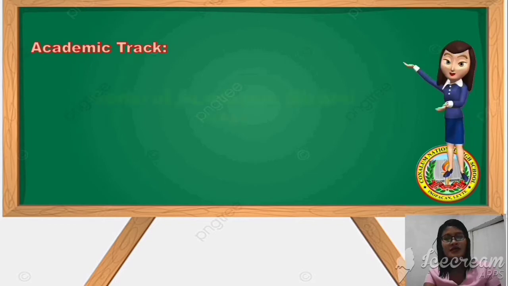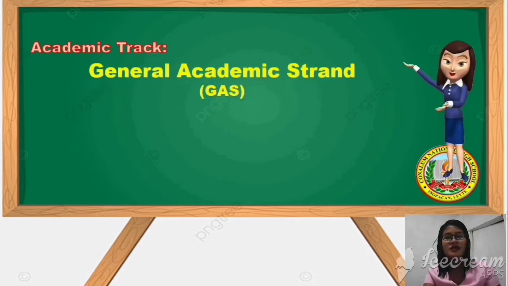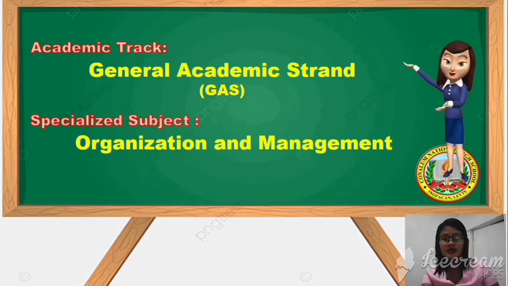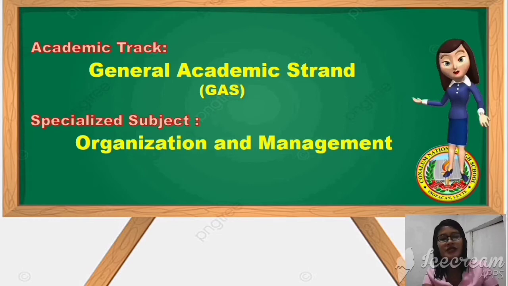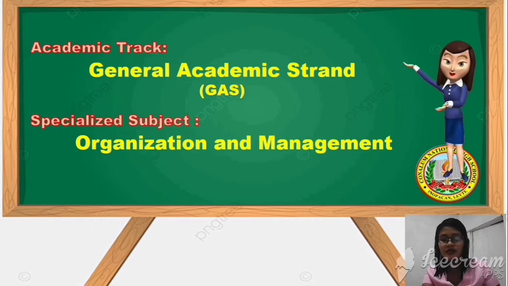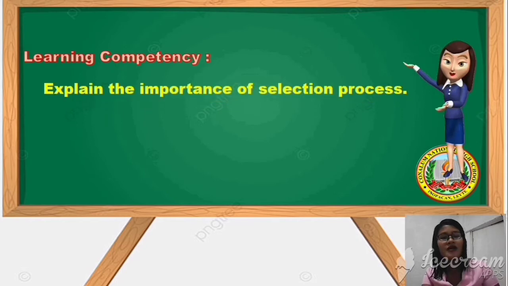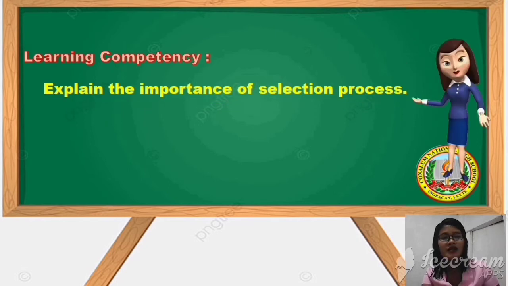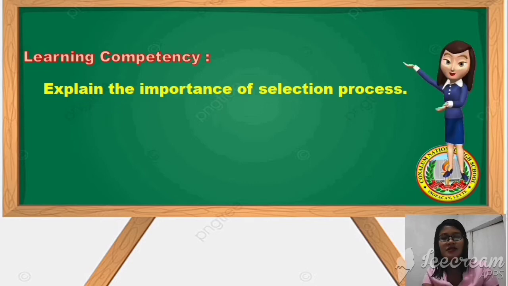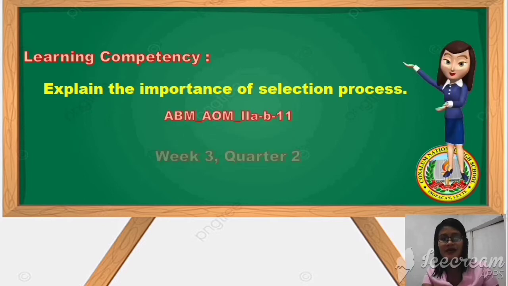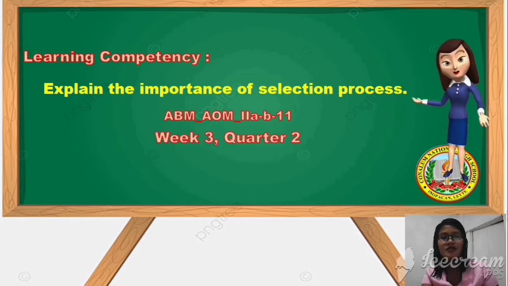Your academic track is General Academic Strand or GAS, and our subject is Organization and Management. So again, our subject is Organization and Management. We will focus on our subject. Proceeding, let us present our learning competency. Our learning competency is to explain the importance of selection process. This is our main target. This competency or objective comes from DepEd. That is why the code is reflected. And of course, the topic is good for week 3 in quarter 2.